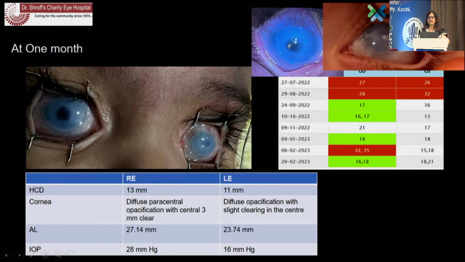You can see the clearing of cornea in the center, the rest of the entire cornea was opaque, and the corneal diameter was more in the right eye. In the left eye, it was okay. The axial length was also high in the right eye. The pressure was also high. So this Peters anomaly was associated with congenital glaucoma.